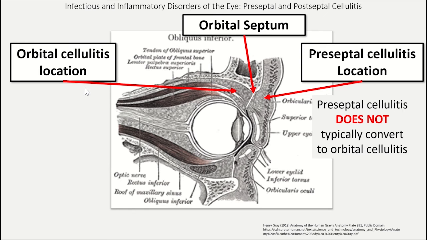Okay? Now, in children, that's different. In children, there really is no septum. In neonates, I should say, there really is no septum. But in adults, this is true.